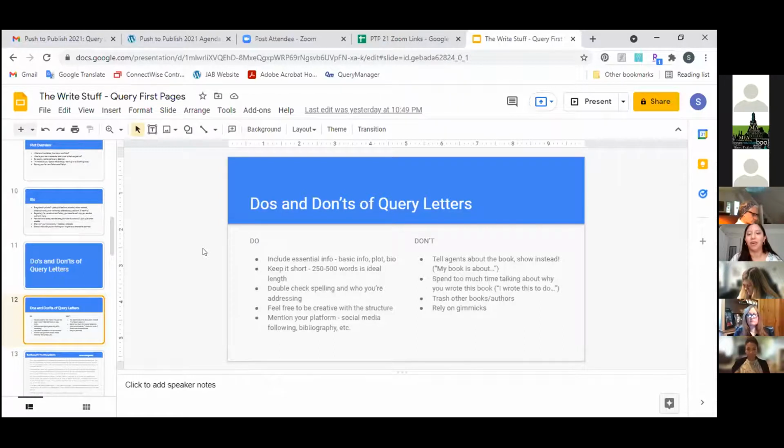So if you are going to get creative with your structure, or do something a little bit different, you have to make sure that your story is first and foremost at the forefront, because that's what an agent is looking at. That's what we're going to be reading about.